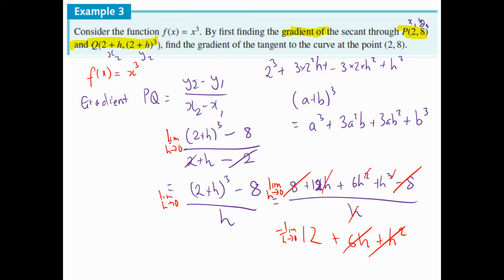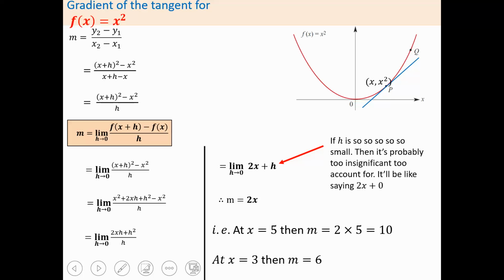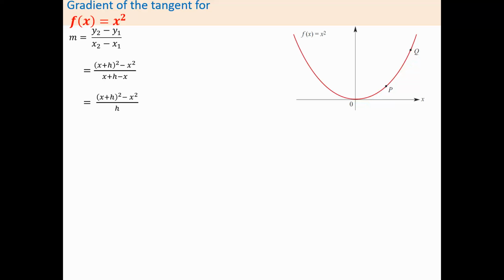So wait, does that mean the gradient is always 12? No, only at x equals 2, because I replaced the x. Remember the original x? What was my original x? It was 2. Whereas in my previous example, so only when it's 2. Yeah.